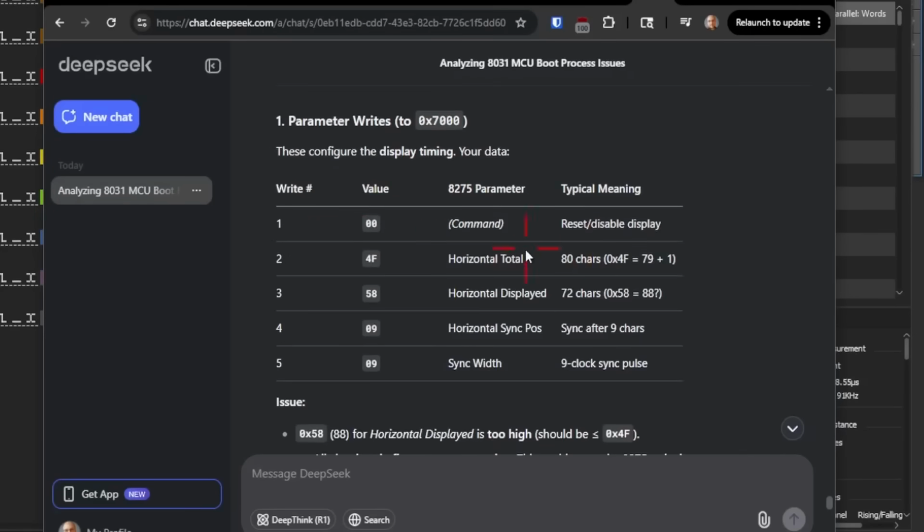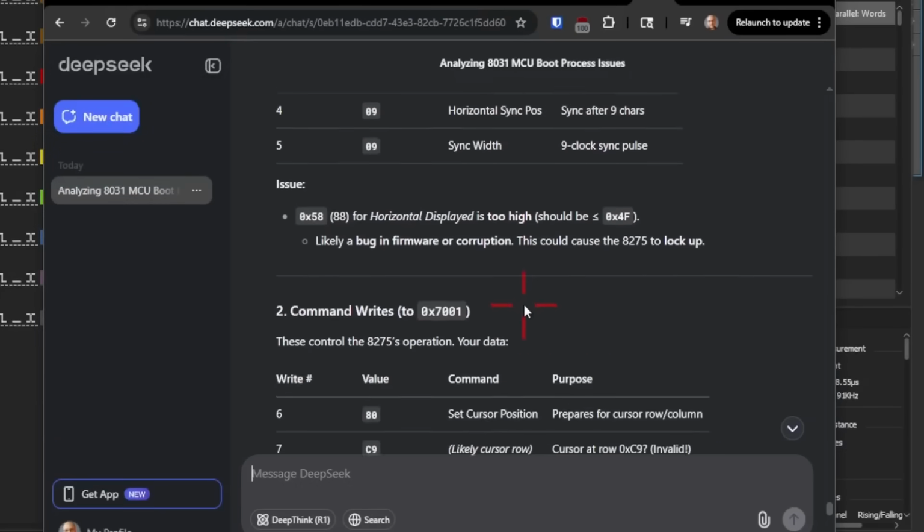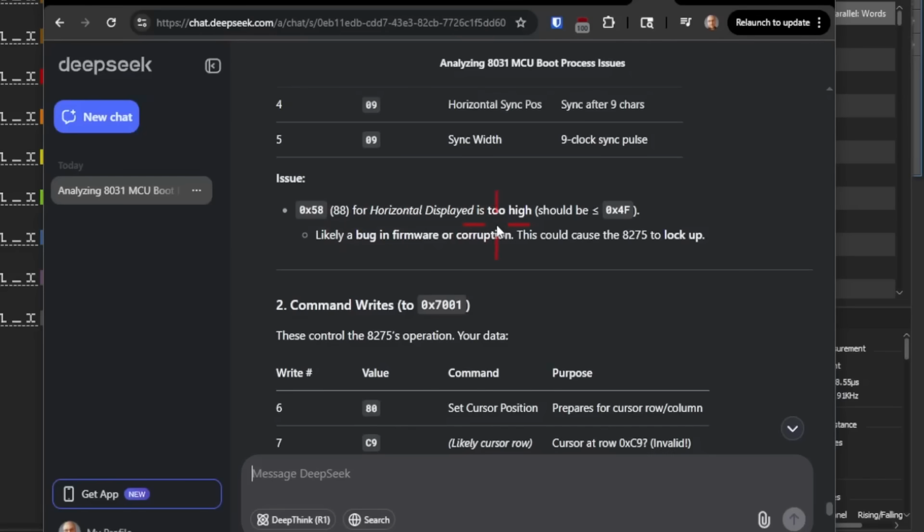Parameter writes, command. Okay, so 00 is the command, reset or disable display. 4F, horizontal total, 80 characters. Horizontal displayed, 72 characters. I guess I don't know what that means, but it might not understand this stuff properly anyways. Sync position, sync width, 9 clock sync pulse. 58 for the horizontal displayed is too high, should be 4F. Likely a bug in the firmware or corruption. This could cause the 8275 to lock up.